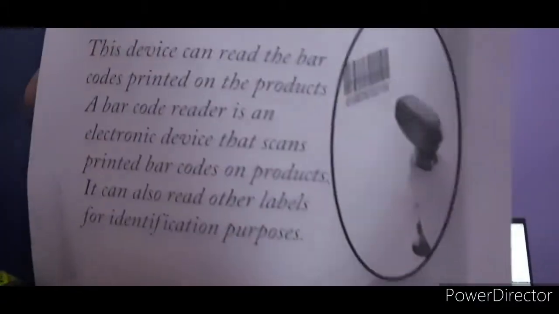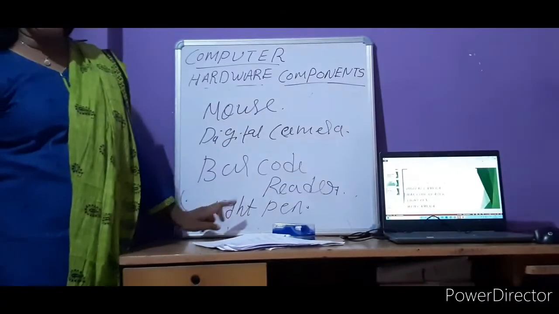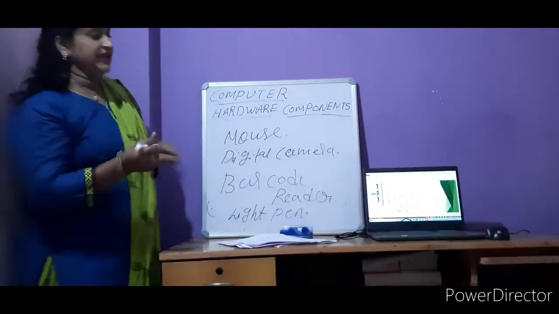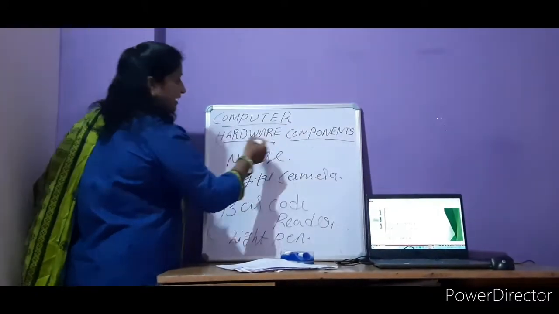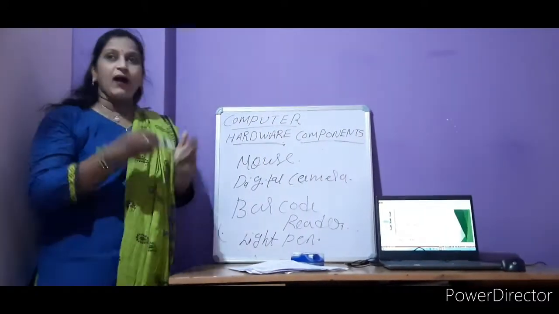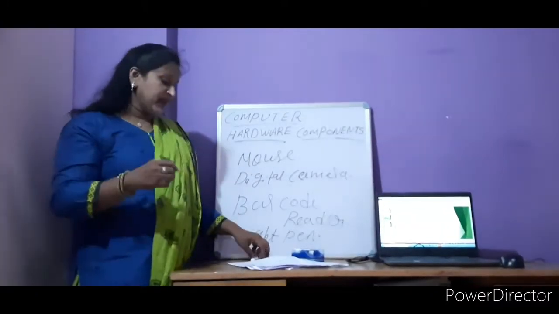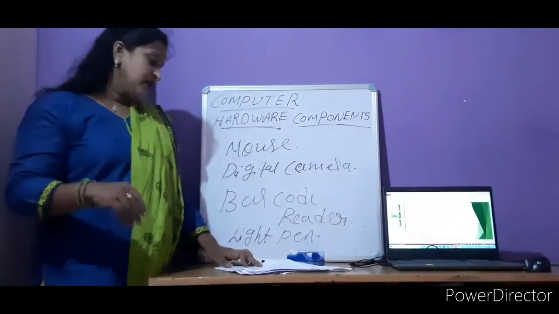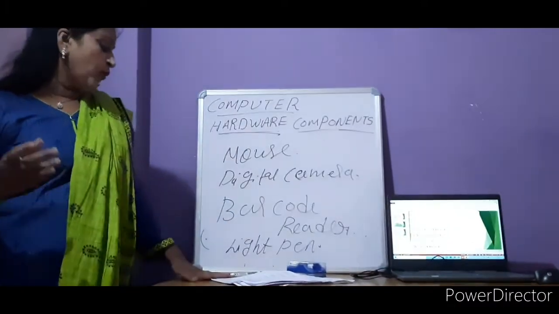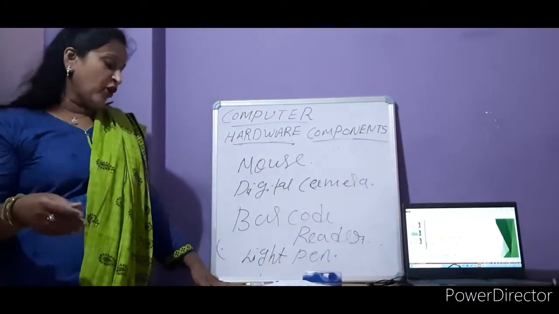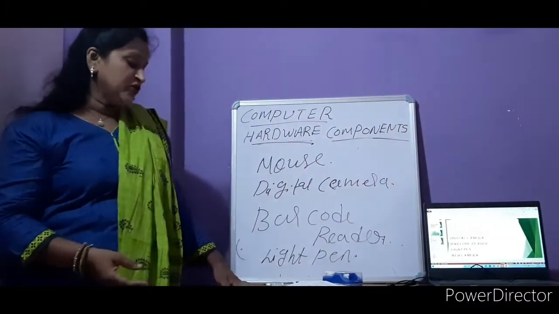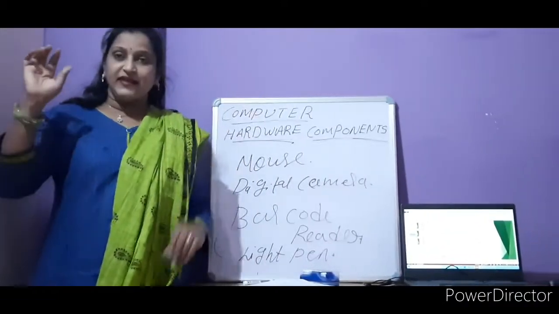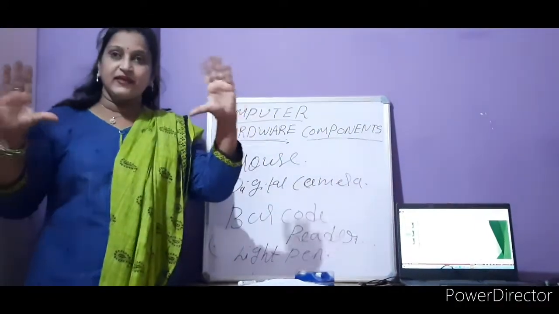Yes, light pen. Light pen means what? When we are writing on the screen in this way, like a smart board, that is called a light pen. The light pen is another input device. It allows the user to point to a displayed object on the screen. A light pen is used with CRT monitors, where the screen works like a touch screen.